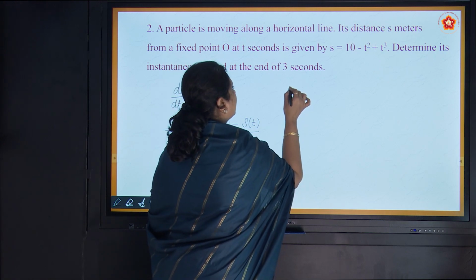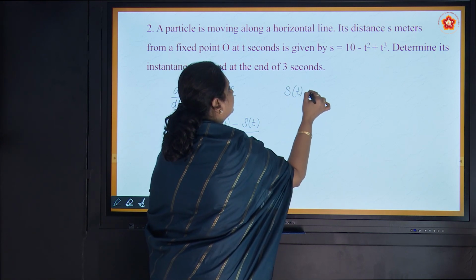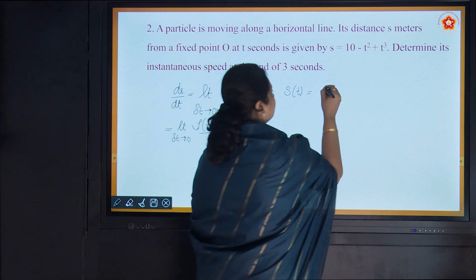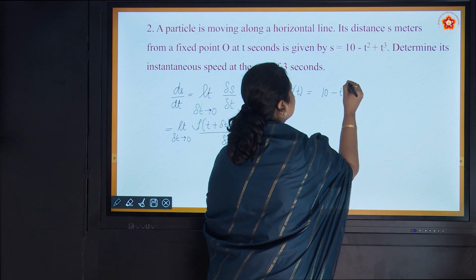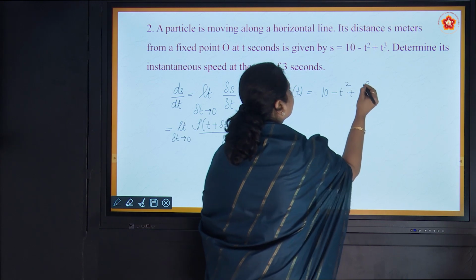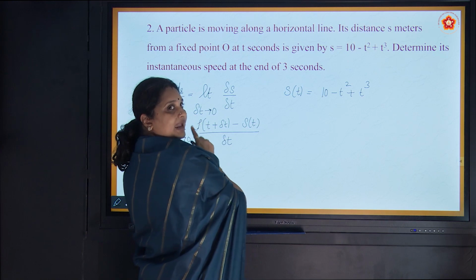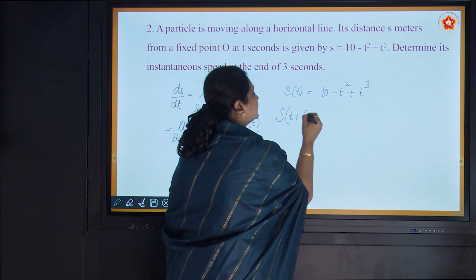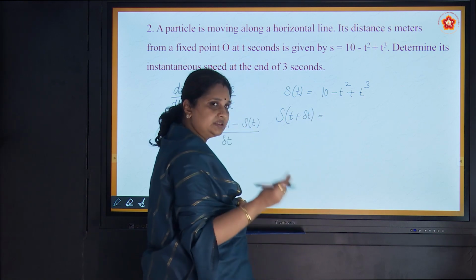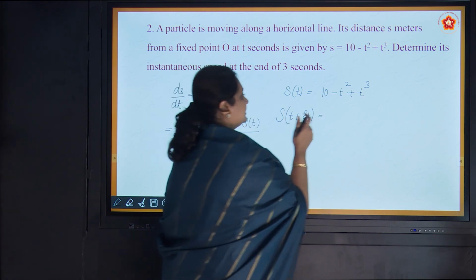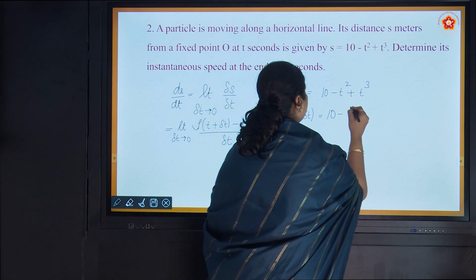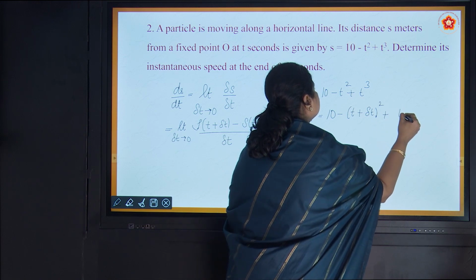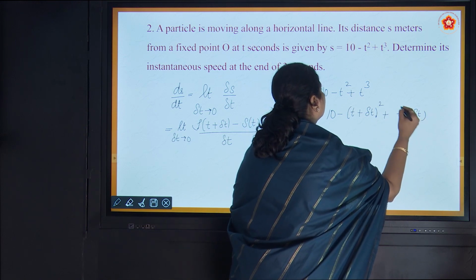So this is s of t, what we have been given here, that is distance in terms of time. So that is nothing but 10 minus t square plus t cube. Now what do we want? We want s of t plus delta t. So let's find s of t plus delta t. Wherever t is there, we are going to replace it by t plus delta t. So 10 minus t plus delta t the whole square plus t plus delta t the whole cube.